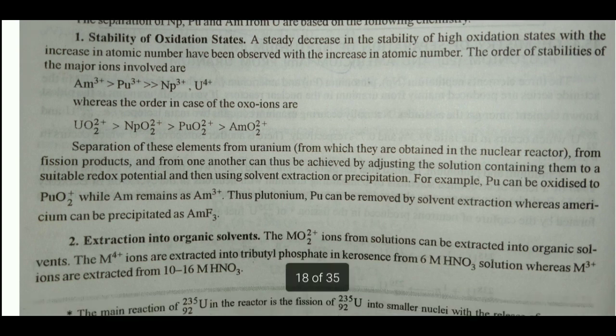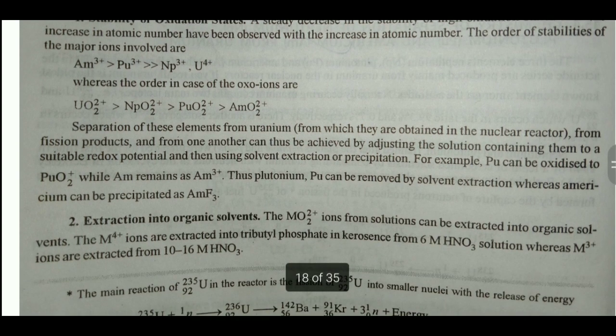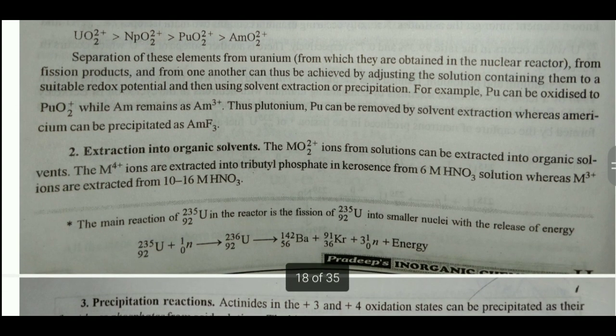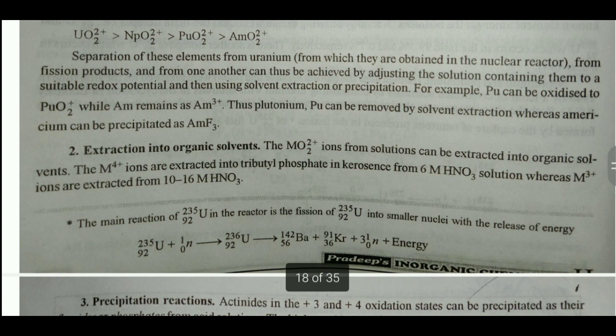Separation of these elements from uranium, from which they are obtained in the nuclear reactor, from fission products and from one another can thus be achieved by adjusting the solution containing them to a suitable redox potential and then using solvent extraction or precipitation. For example, Pu can be oxidized to PuO2+ while Am remains as Am3+. Thus, plutonium Pu can be removed by solvent extraction, whereas americium can be precipitated as AmF3.